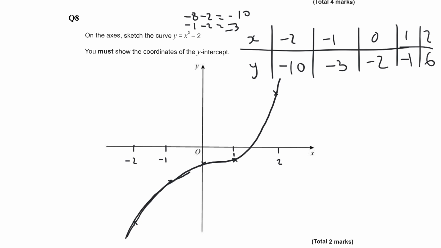So then the only thing that it wants you to show is the coordinates of the y-intercept, which is here. And the y-intercept is the point where it crosses the y-axis. So here it would be (0, -2). Okay.